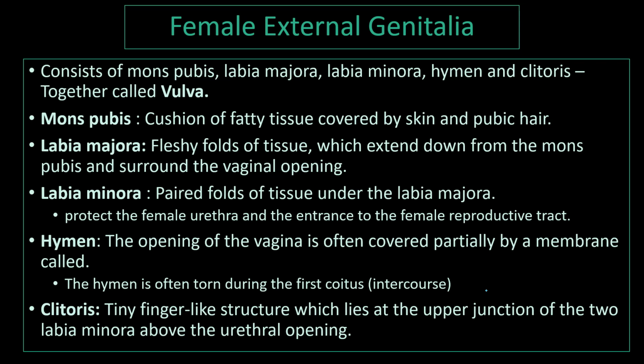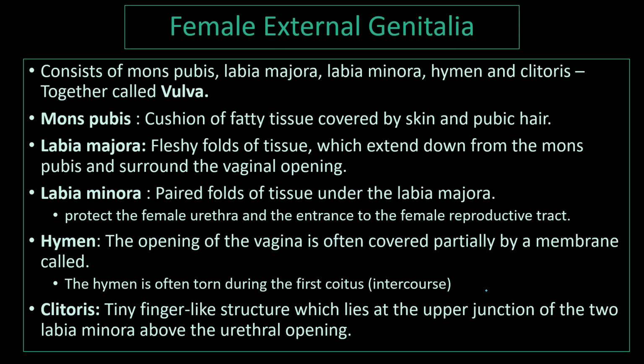The hymen is the opening of the vagina, often covered partially by a membrane, and the hymen is often torn during the first coitus or intercourse. Many times the hymen is associated with the virginity of the female or the sexual experience of the female. Now that is not true, because many times the hymen gets ruptured during physical activities like cycling or certain other physical activities, and in some other females the hymen persists even after coitus. So this should not be treated as an indicator for the sexual experience of the female.